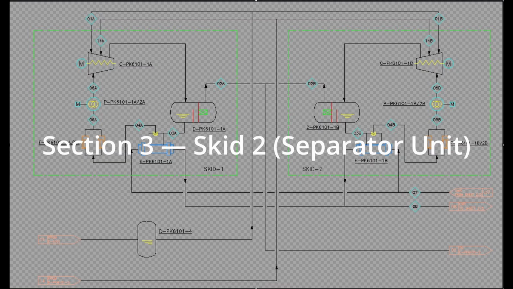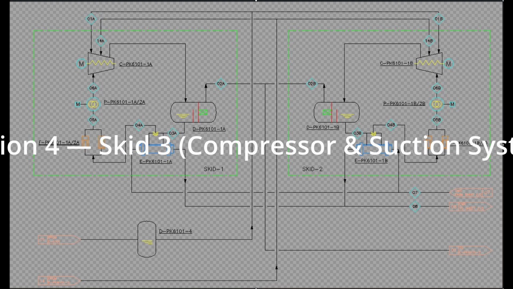Section 3, Skid 2, the separator. Once the gas exits the heat exchanger, it flows into the cold separator. This vessel plays a critical safety and efficiency role. It removes any liquid droplets formed during cooling. It prevents downstream equipment from receiving liquid slugs. It stabilizes two-phase flow. The top of the separator sends dry cold gas to the next skid, while the bottom collects liquid condensate, which is routed to a drain or a stabilization system.